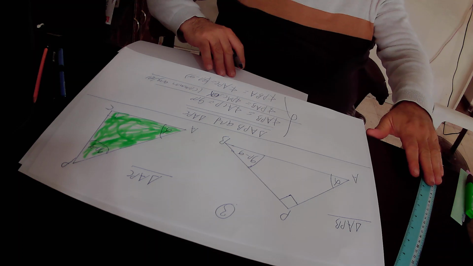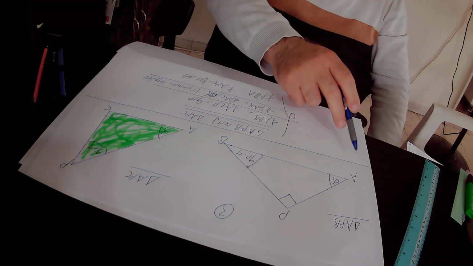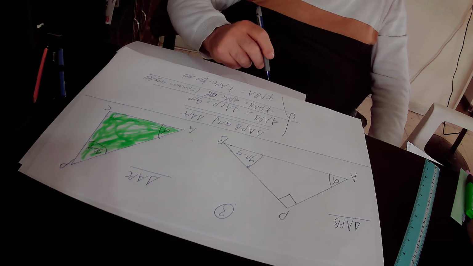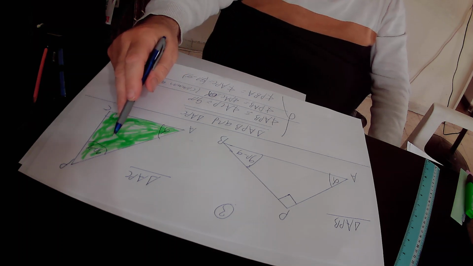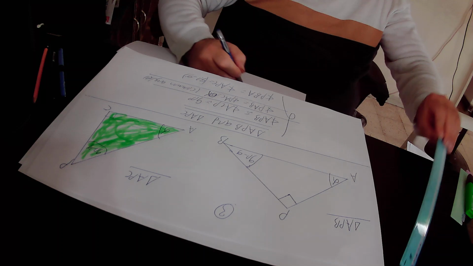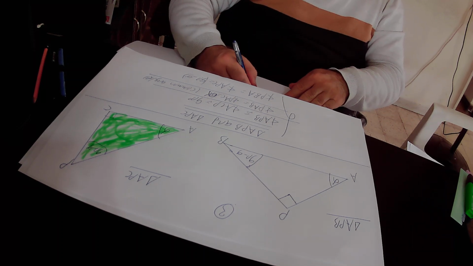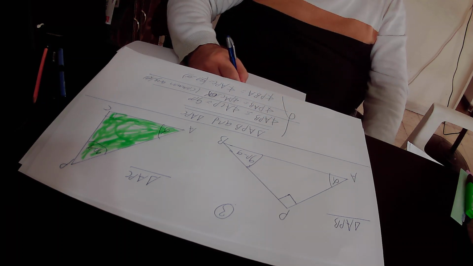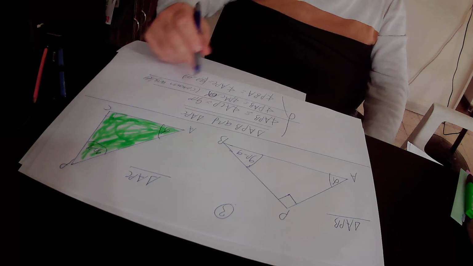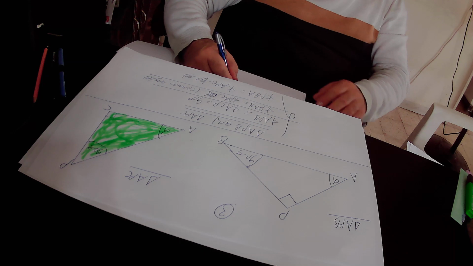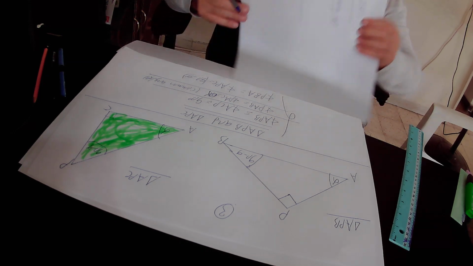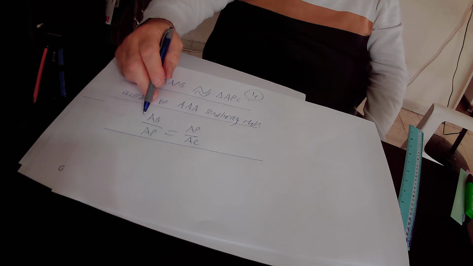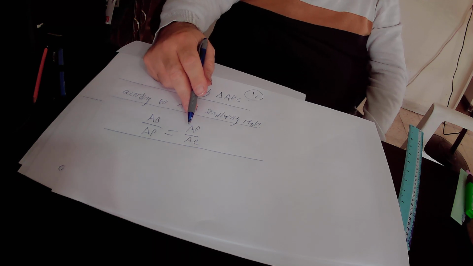We derive that side AB in this right triangle over side AP in this green triangle equals side AP in this right triangle over side AC in this green triangle. Repeat again. We derive that side AB in the right triangle over side AP in the green triangle equals side AP in the white triangle over side AC in the green triangle.